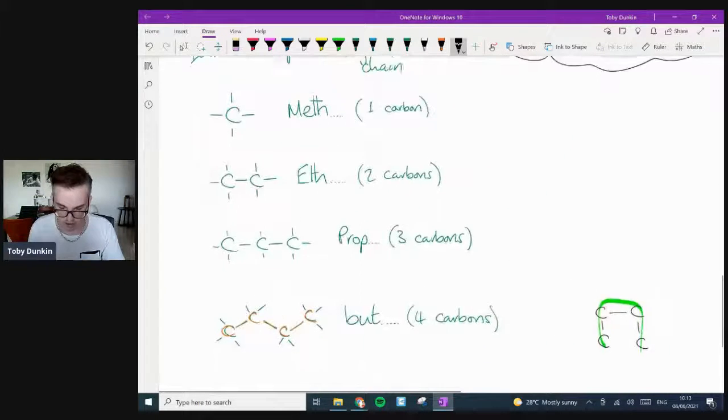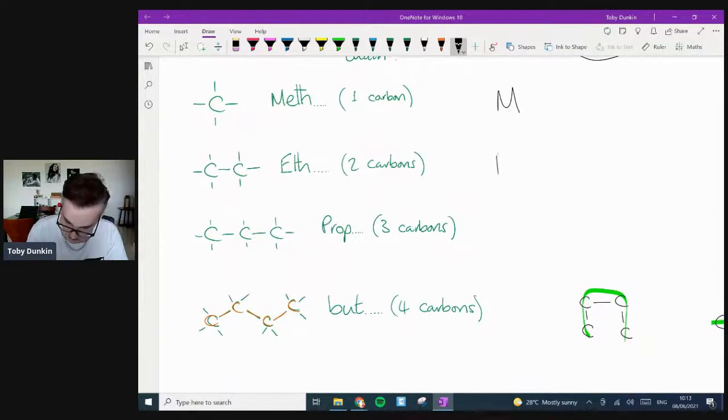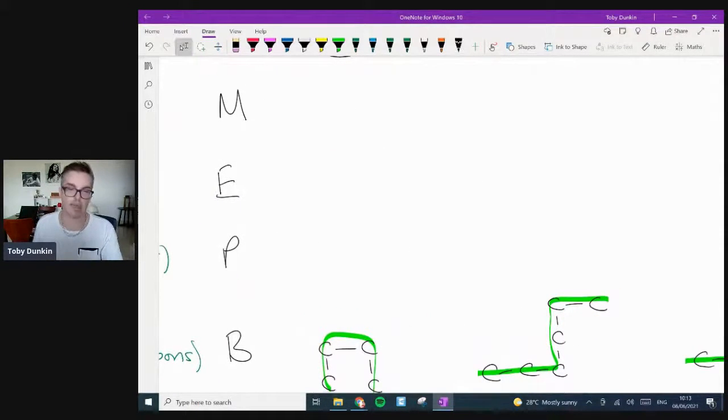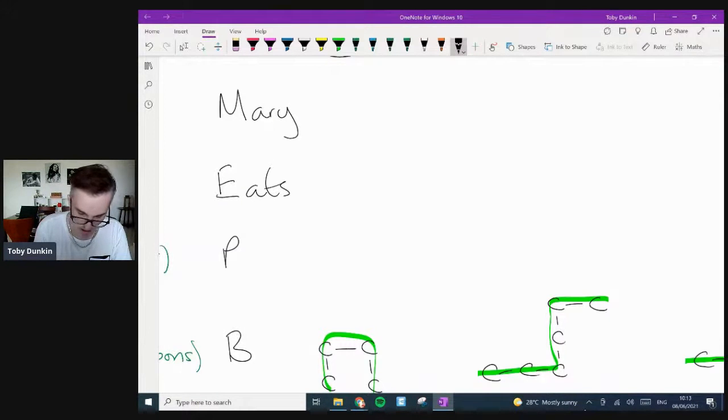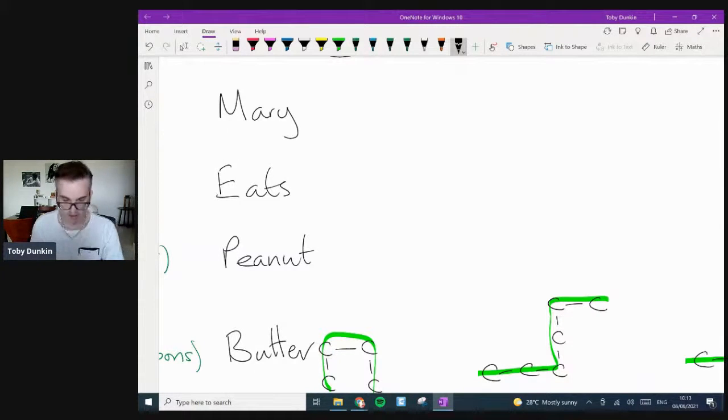So can I just point out, this is meth, eth, prop, bute. The first 4 letters are MEPB. Now you can do anything you like here. The rhyme that I use is Mary eats peanut butter. That's what I put. Mary eats peanut butter. So MEPB: meth, eth, prop, bute.